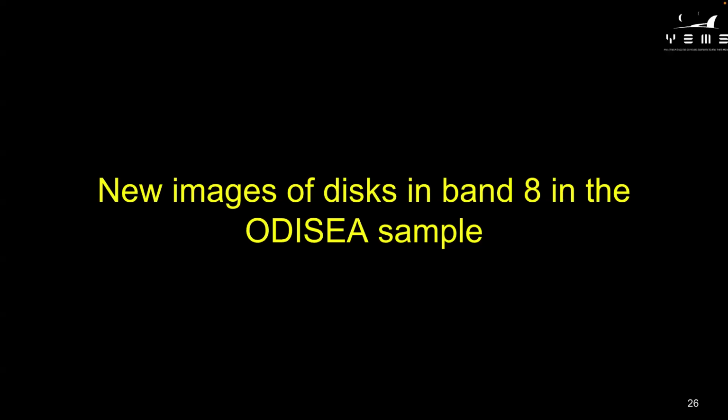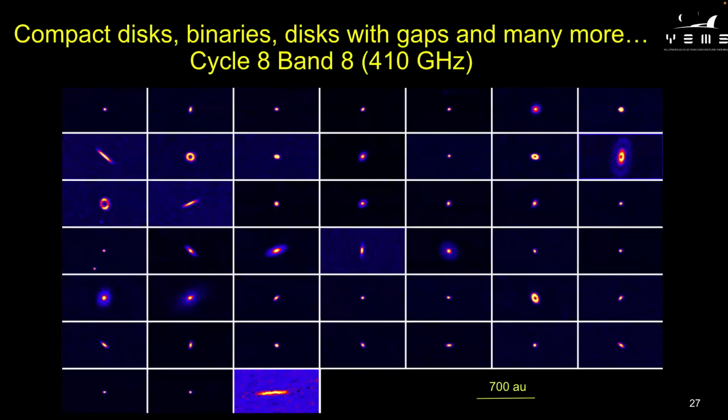So yeah, let's now look at the new disk images. This is one of the galleries, and the scale is 700 AU. You can see very big discs with nice substructures.